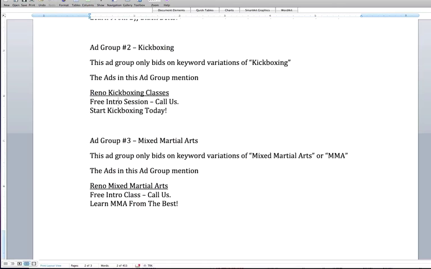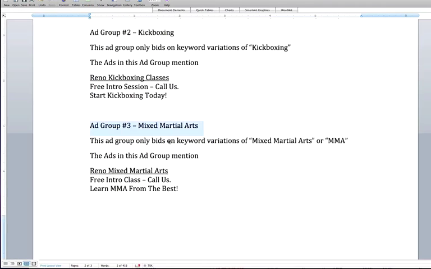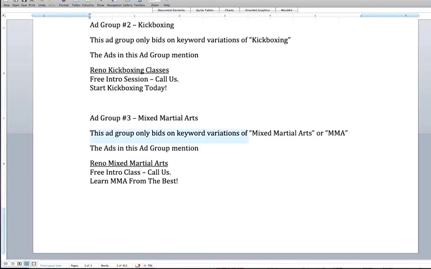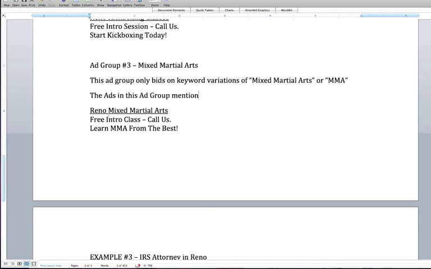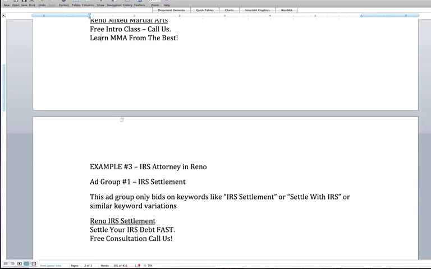So moving right along, next ad group number 3, mixed martial arts. This ad group only is going to bid on keyword variations of when people are typing in mixed martial arts or MMA. Those are going to be the keywords that we put in for this ad group. And the ads in this ad group, again, are going to have mixed martial arts in the headline. Reno mixed martial arts. Okay, free intro class. Call us. Learn MMA from the best. Okay, so I think you're really starting to get the point here.